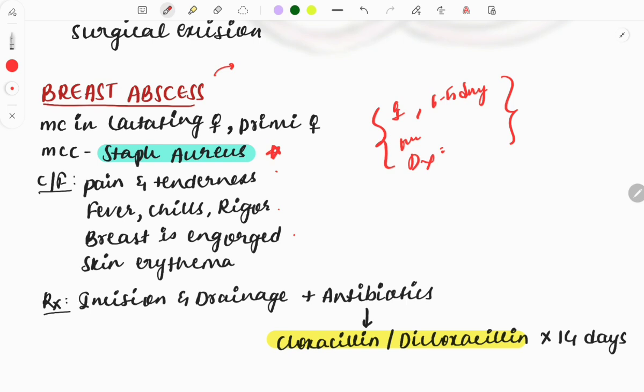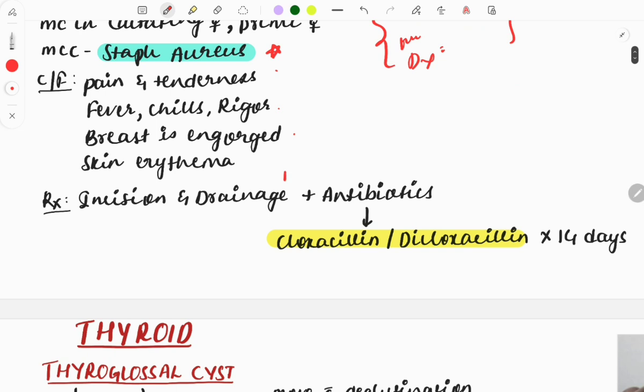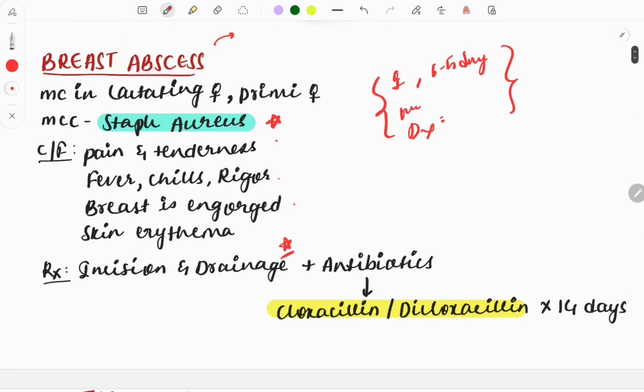So simple one liners have also been asked on this, the most common cause of the breast abscess and the treatment. This treatment part is the favorite question of these FMG examiners, and they're constantly asking questions on the management of this breast abscess, which is incision and drainage plus antibiotics. Okay, and if there is no drainage present, then you will not be doing this incision and drainage. Instead, you'll just be prescribing the antibiotics.